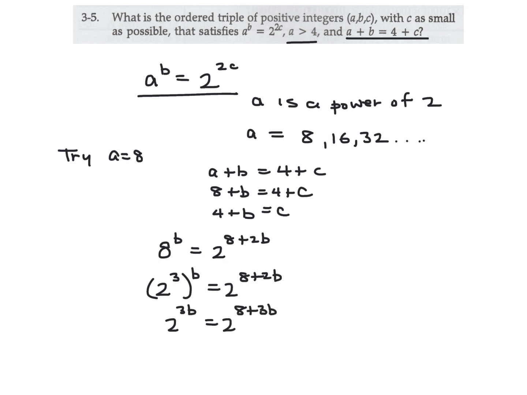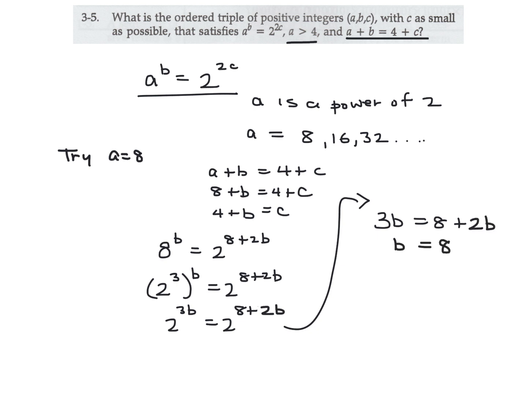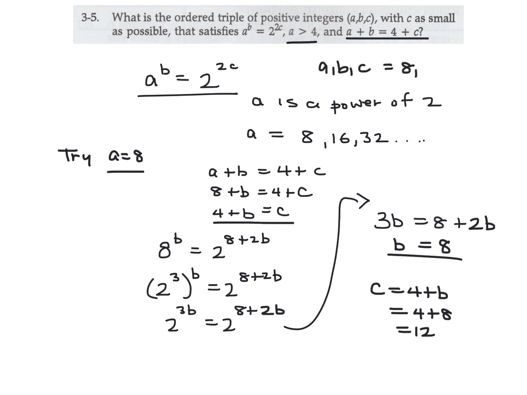And then since the bases are the same, the exponents are the same, so that basically means that 3B is equal to 8 plus 2B. Yeah, that's right. So therefore, B would be equal to 8. Okay, so A is 8, B is 8, and we just have to find C. Well, C is equal to 4 plus B, so that equals 4 plus 8, so that's 12. So there we go. We got it. The ordered triple A, B, C would be 8, 8, and 12.